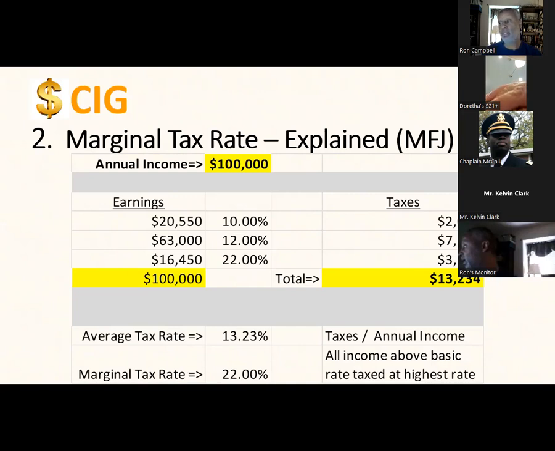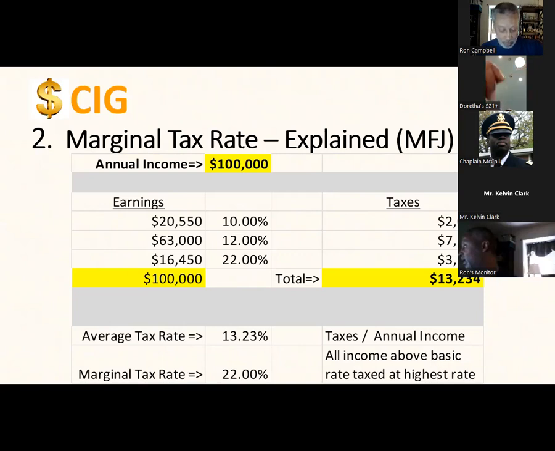No, that means anything above that $83,550, which is the 20,550 plus the 63,000. Anything above that would be at the 22% rate, unless a person changes again. Remember the table I sent you: 22% applies up to, I'm sorry, take that back, $178,150. So anything between $83,551 and $178,150 is going to be at the 22% rate, which is the marginal. Marginal means the highest rate you're going to pay taxes at until you change brackets.